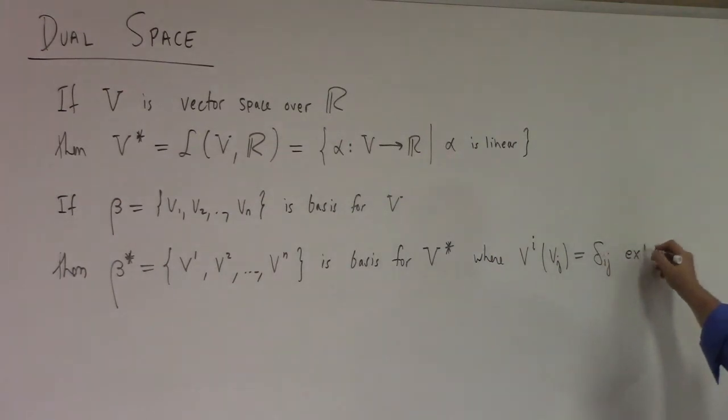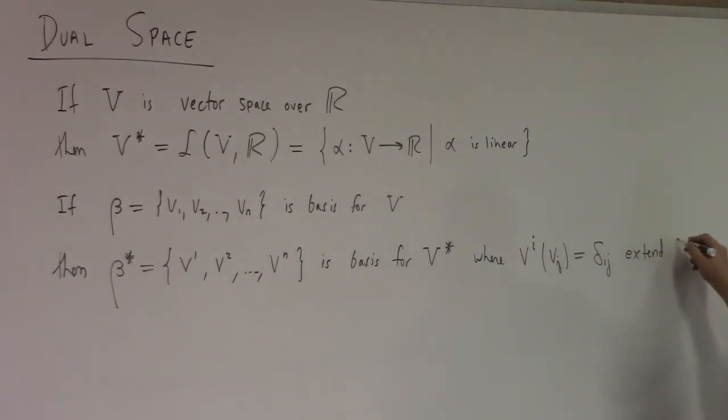And then you extend linearly. One of the things we learn in linear algebra is that if you define a mapping on the basis and then you extend linearly, this uniquely defines the map. And so this uniquely defines the dual basis. We can use dual vectors in connection with calculating components of vectors with respect to the basis and many other things. Let me just show you that.